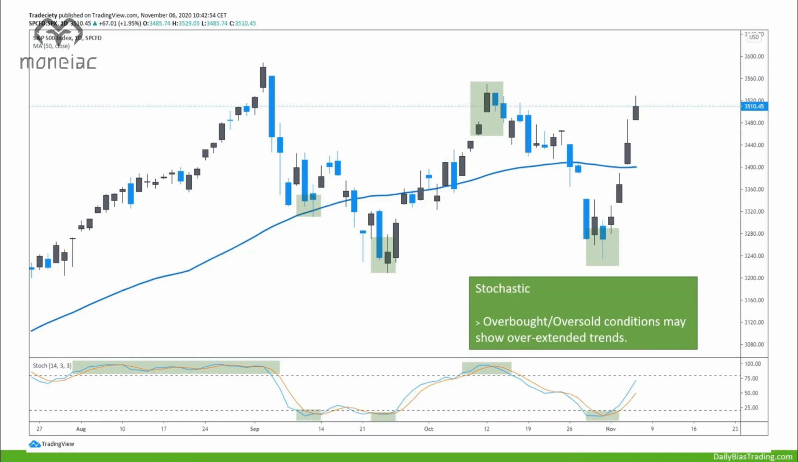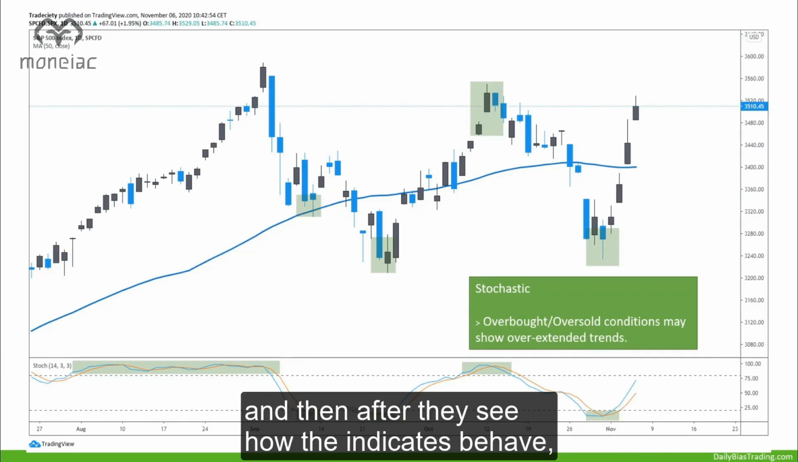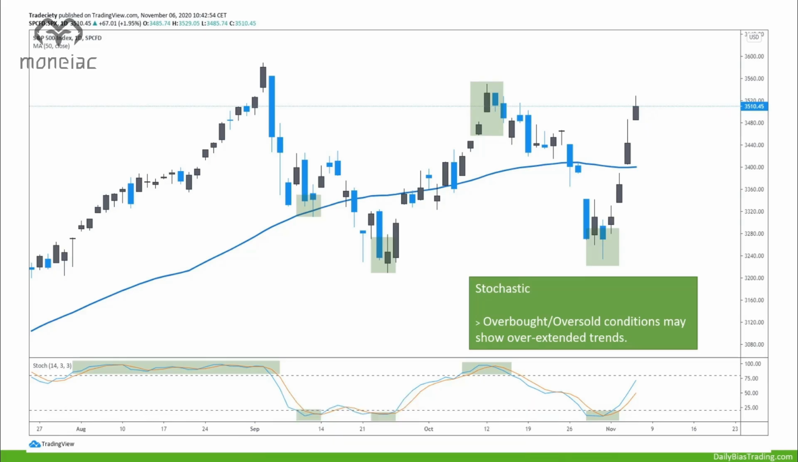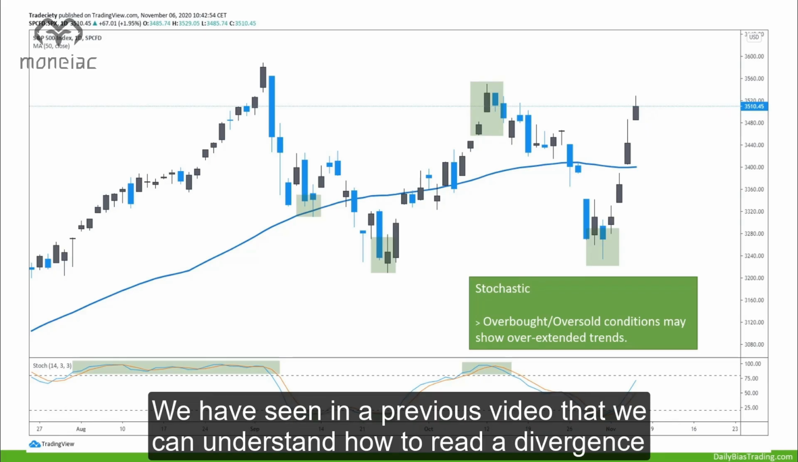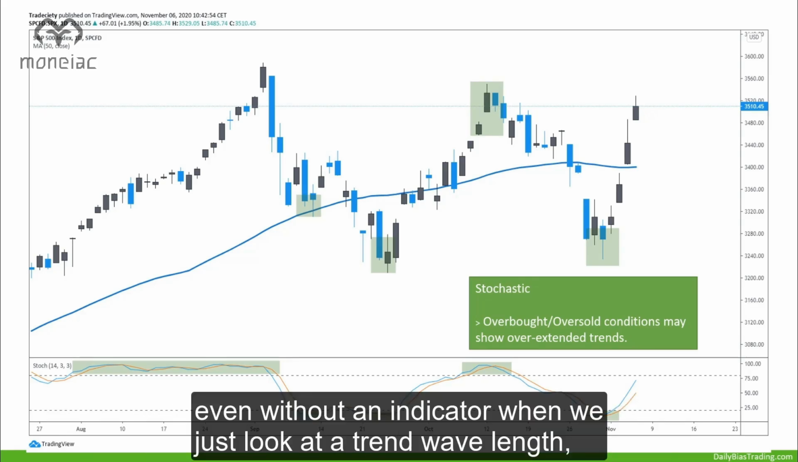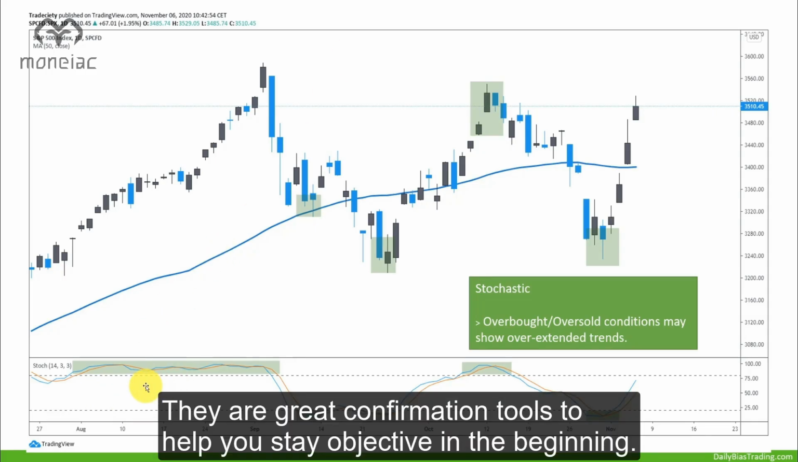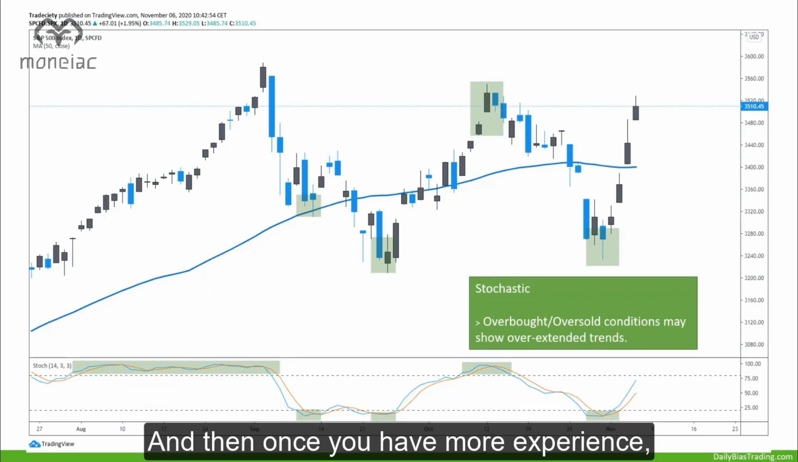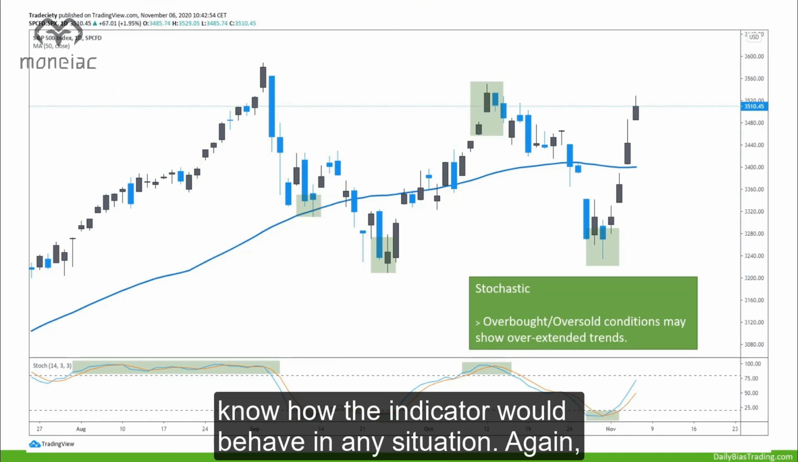And what I've seen usually is that many traders start with indicators, and then after they see how the indicators behave, they will learn how to read the indicator even without seeing it. We have seen in a previous video that we can understand how to read a divergence from your charts even without an indicator when we just look at the trend wave length. And this is true for most indicators. They are great confirmation tools to help you stay objective in the beginning. And then once you have more experience, what I see is that most traders take off the indicators because they know exactly how the indicator would behave in any situation.